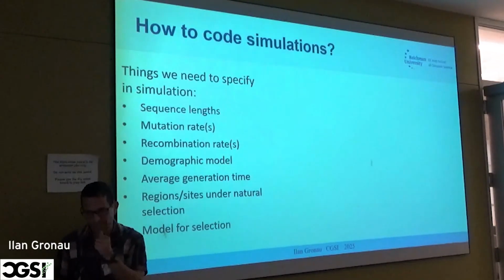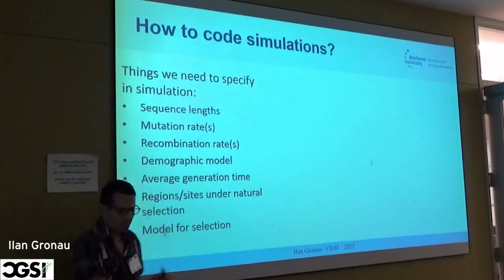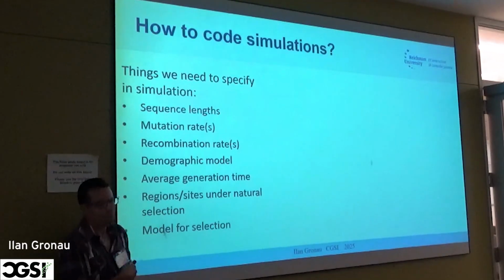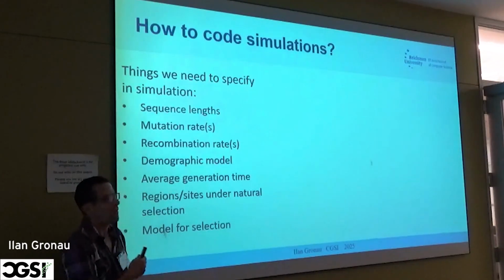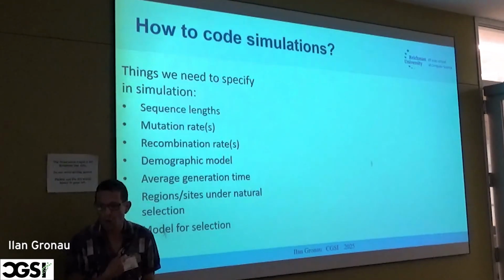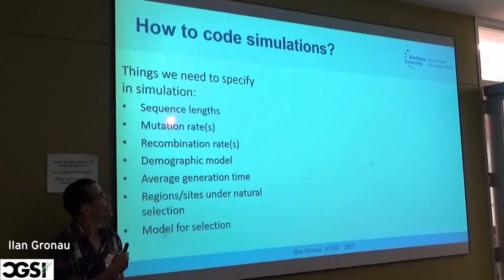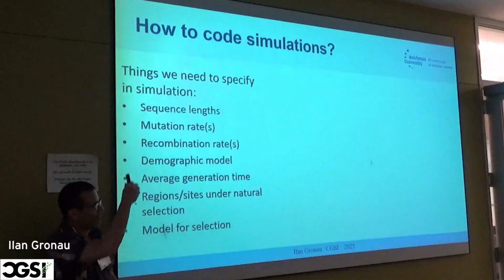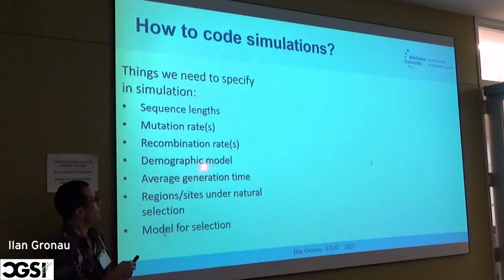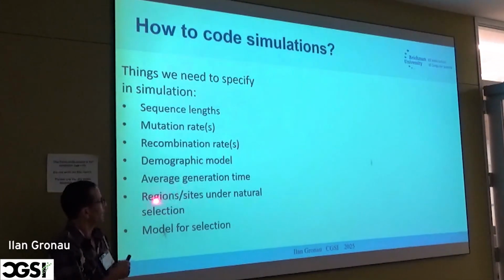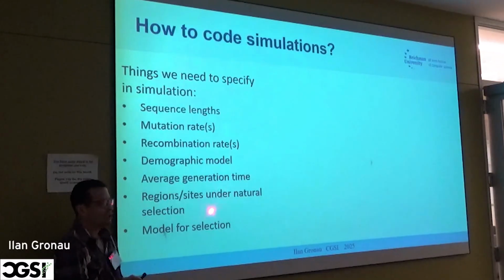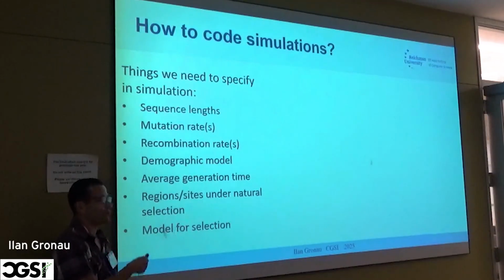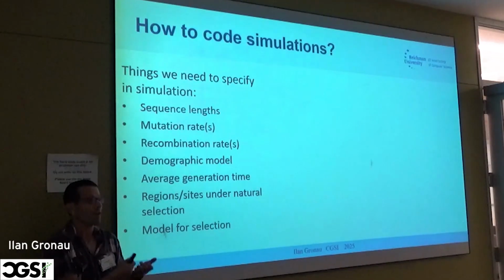which is why people wanted to use simulations to begin with. Right? And the problem is that when you come to simulate data, you have to care about a lot of things having to do with the genomic features. So there's a sequence length and mutation rates, recombination rates, the demographic model of the populations, the generation times, different things with selection, which regions are under selection, what selection regime you're going to use. There are a lot of things you have to set up, right?